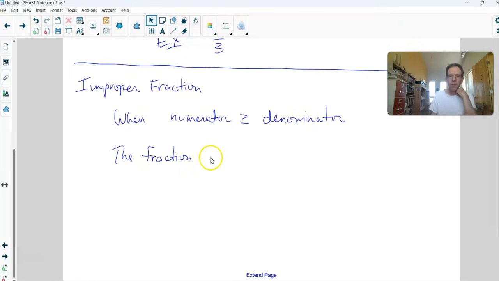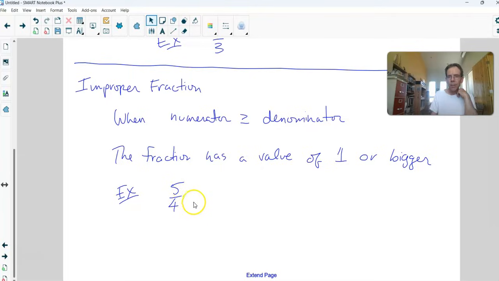If it's bigger, the fraction has a value of 1 or more or bigger. So example, how about 5/4? The numerator is bigger than the denominator. We already saw equal, so I'm not going to put that example up. So we're still dividing the whole thing up into 4. We've got 4 pieces, but we need one more.